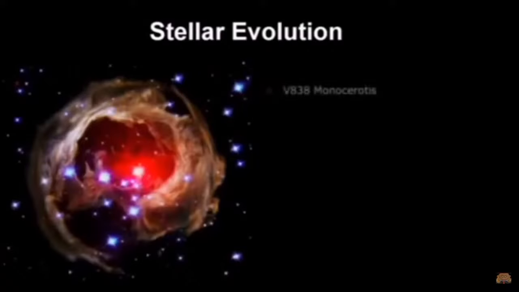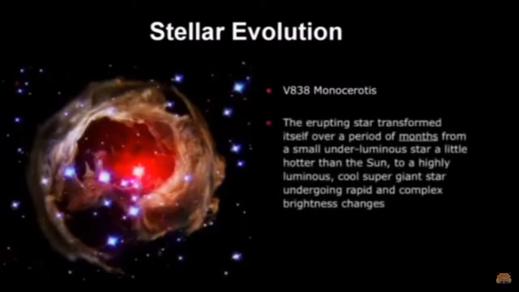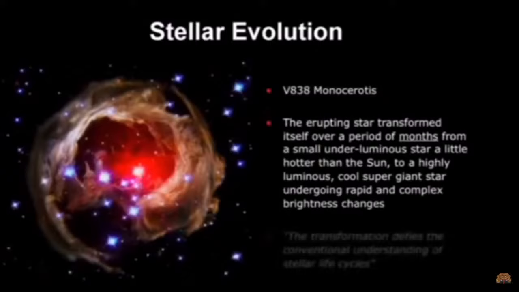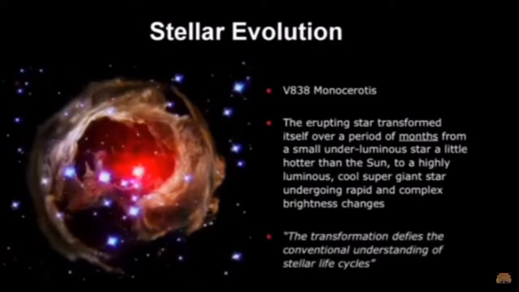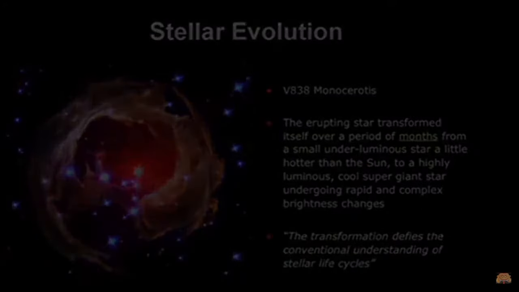This is V838 Monocerotis. This erupting star transformed itself over a period of months from a small underluminous star, a little hotter than the sun, to a highly luminous, cooled supergiant star undergoing rapid and complex brightness changes. This was the quote of the article describing it. The transformation defies the conventional understanding of stellar life cycles. It's a very complex story. I've been through it, the theory of it.